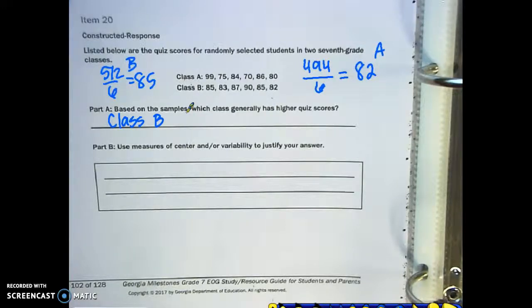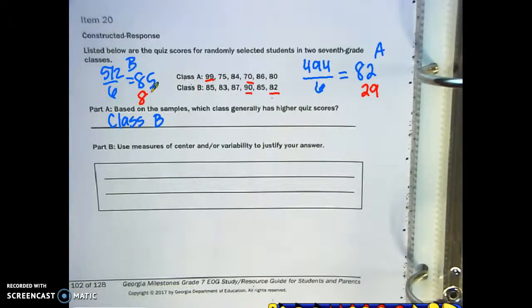So we found the average. Now let's look for the range. The range for Class A is 99 minus 70, our biggest number minus our smallest number. And for Class B, that is 90 minus 82, which is 8. So I can infer that Class B has higher quiz scores because they have a higher average and a smaller range. That means their quiz scores are closer together compared to Class A.